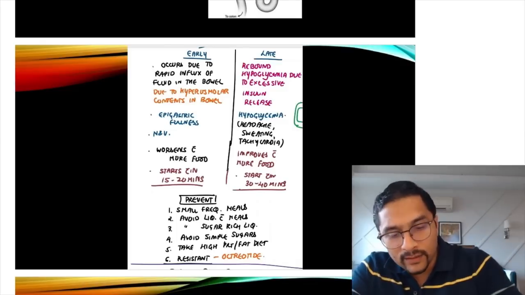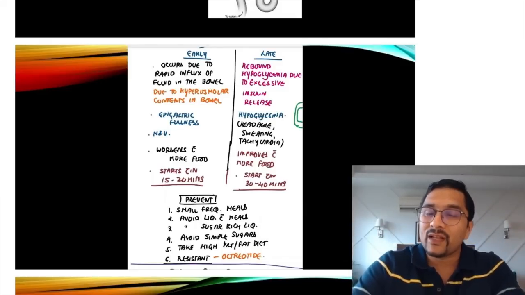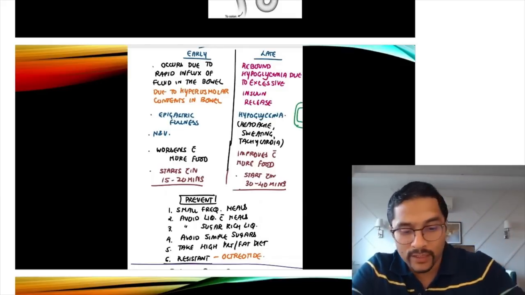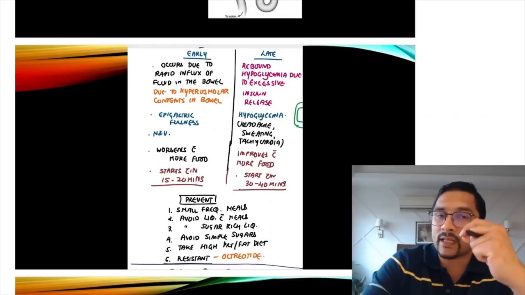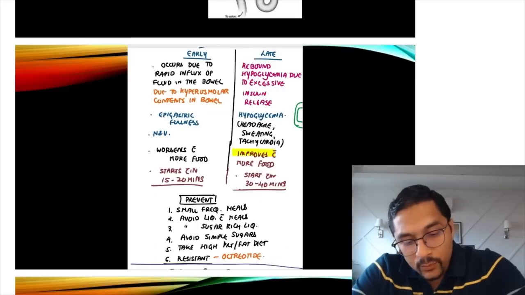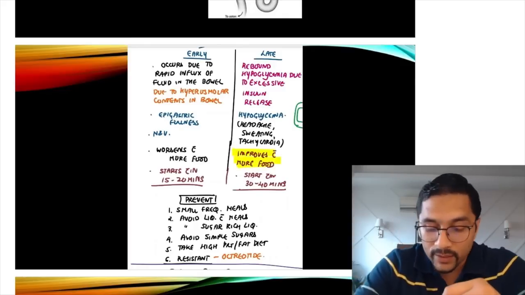Late dumping, on the other hand, you should know it occurs because of rebound hypoglycemia. So more insulin is secreted and that can give rise to rebound hypoglycemia. That is why the features are headache, sweating, tachycardia. Now this will improve with more food and these symptoms usually occur after 30 to 40 minutes.